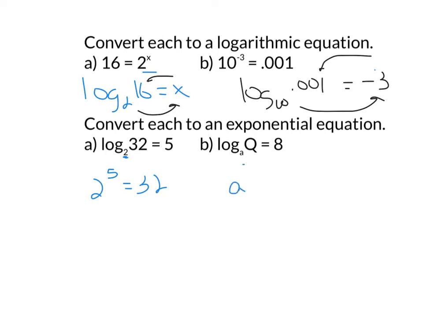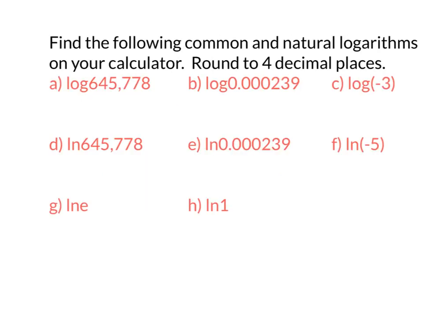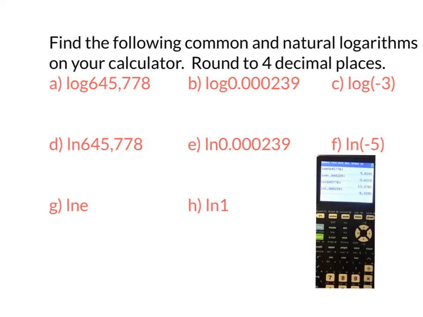Part B, a to the 8th power is q. All you do. Okay, just again, making you practice how logs work. Okay, find the following common and natural logs on your calculator. Round to 4 decimal places. All right, so all you have to do is punch those straight in.